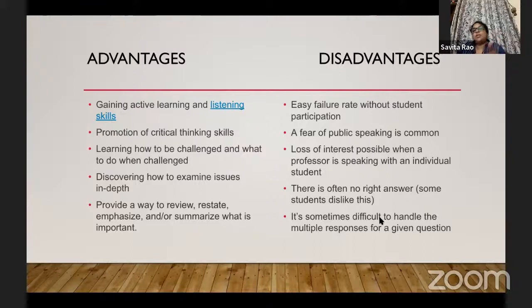Then the next point that comes is that you try to examine issues at a micro level. So you go deeper and deeper into the thing, and you're doing it all by yourself. You're not getting ready-made answers there.